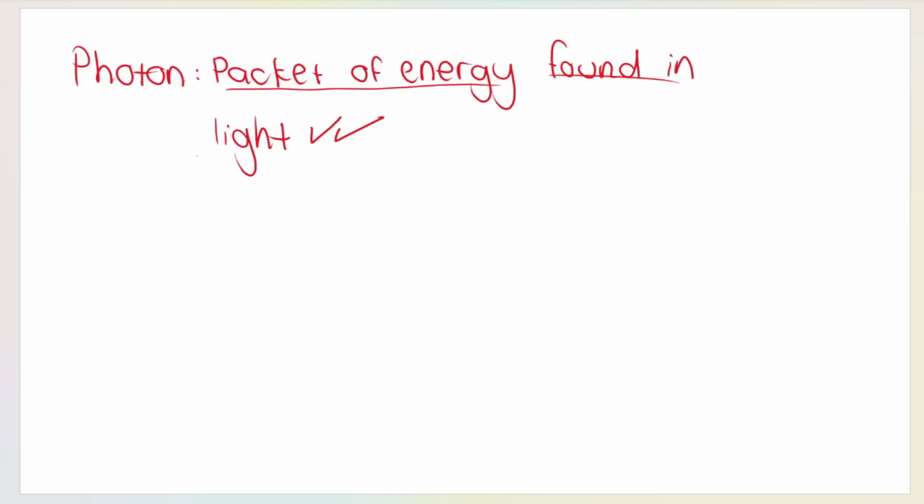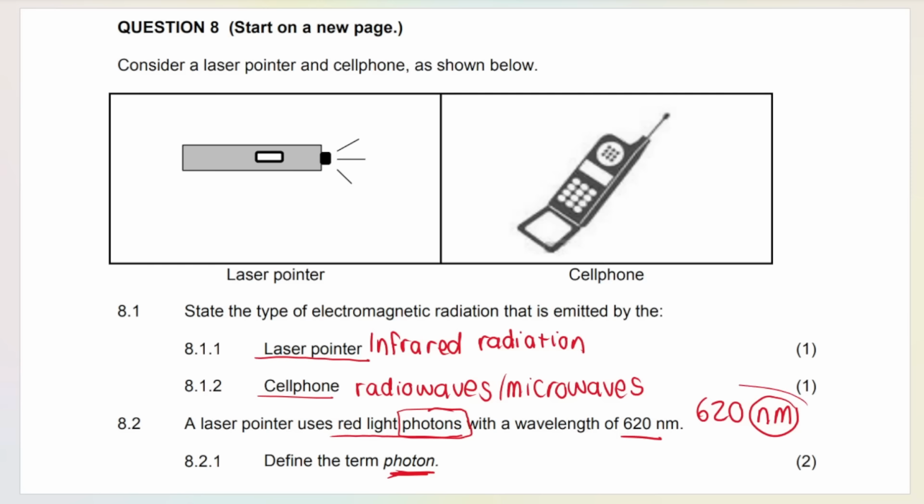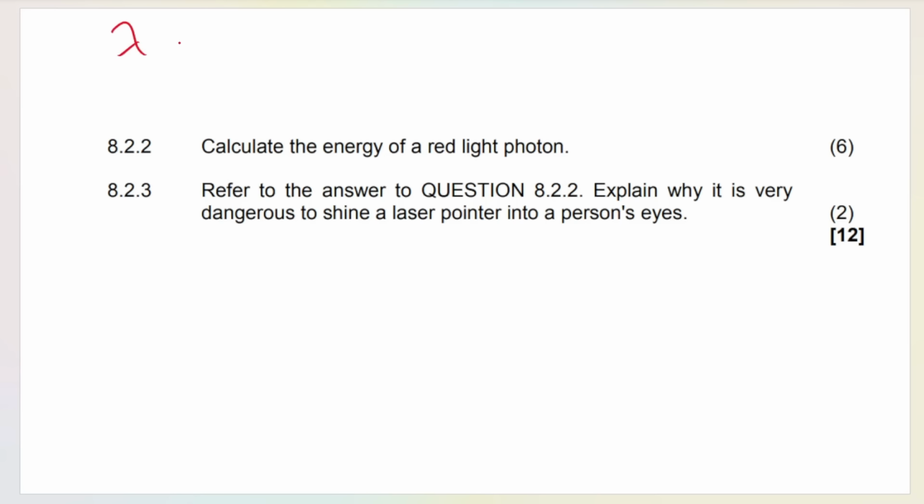You have to say found in light. It says calculate the energy of a red light photon. Now remember in the previous question, they gave us the wavelength. So we know the wavelength. Great. We know it's 620 nanometers. They want energy, so they want E. This is 6 marks. So how do we do that?